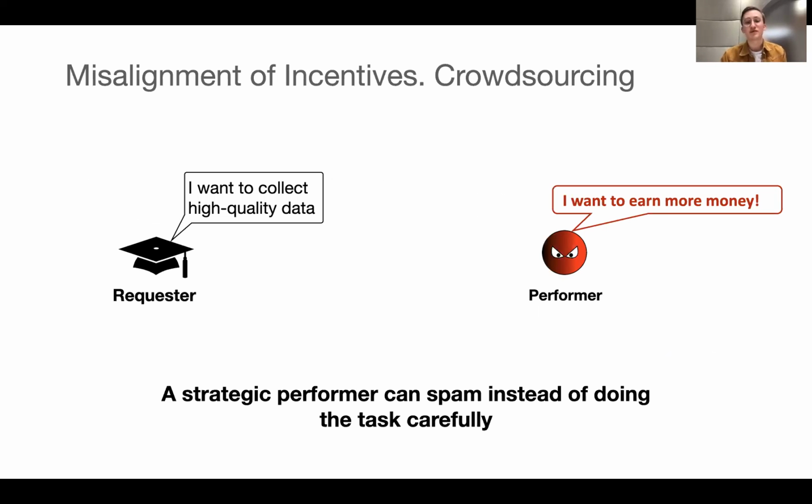In fact, a strategic performer can spam, use some script or give some wrong random answers to just do the task fast and get some money. And this is where misalignment of incentives comes into play. So our incentive and our goal is to get high quality data. However, performers are not necessarily interested in this goal, and they may have some other goals. And this is where strategic behavior begins.